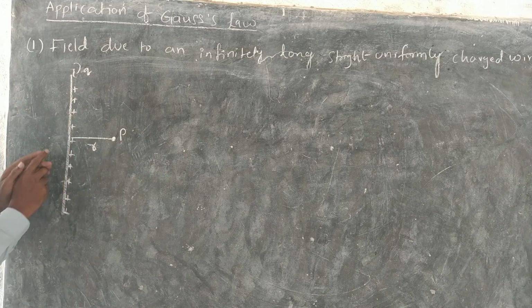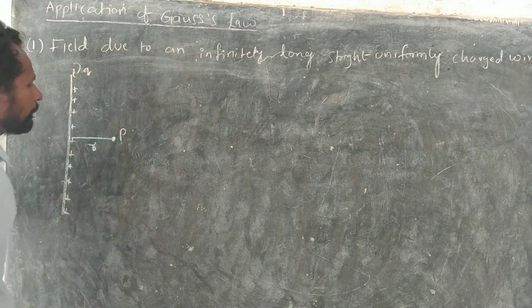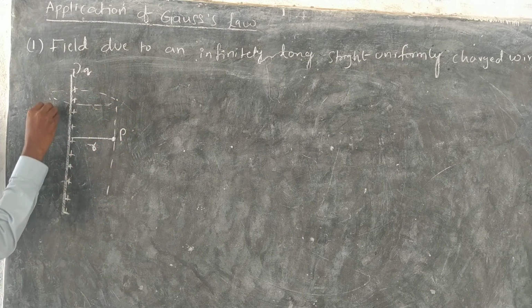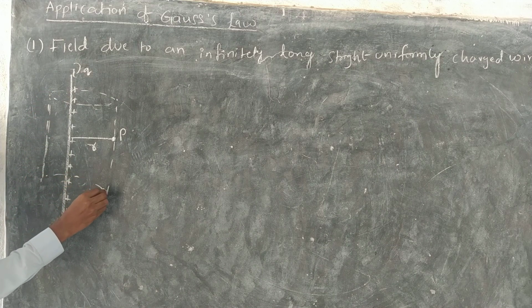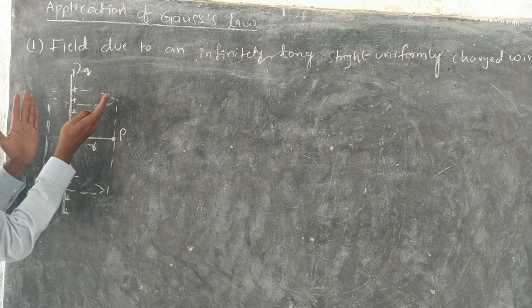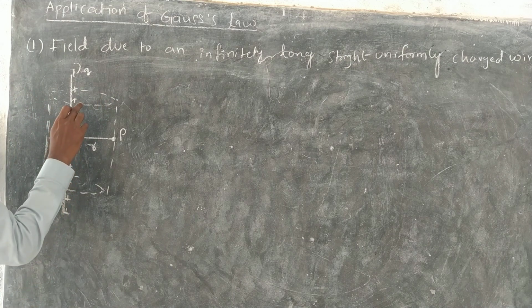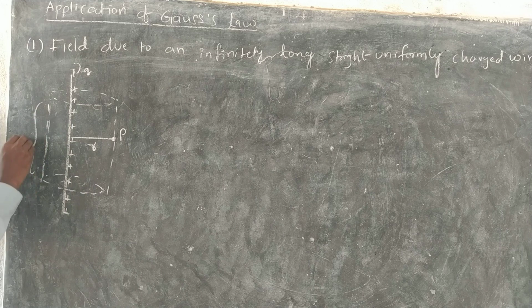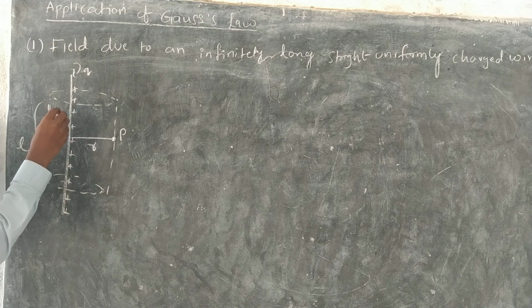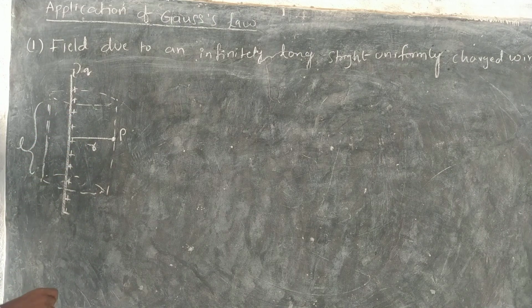So to find the field due to this conductor, we follow Gauss law. First, according to Gauss law, we need to construct a Gaussian surface. Like this, a cylindrical Gaussian surface. The reason: the wire is a thin cylinder, so I constructed a cylindrical shape. The radius of the cylinder is r, length is l, or the length of the wire enclosed by the Gaussian surface is also l.